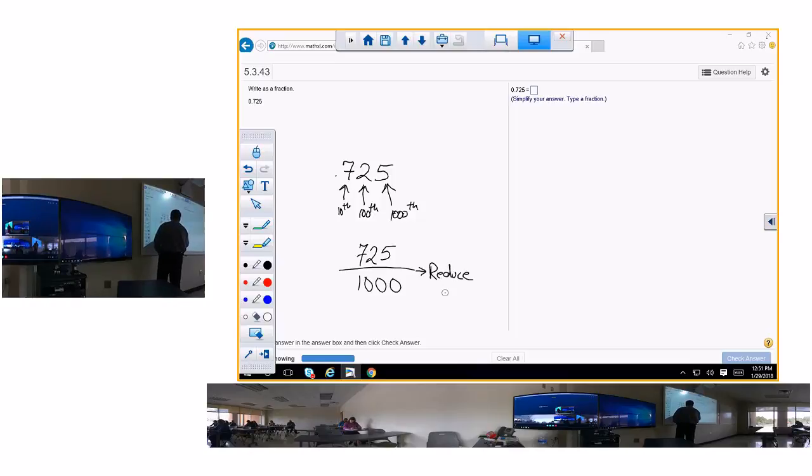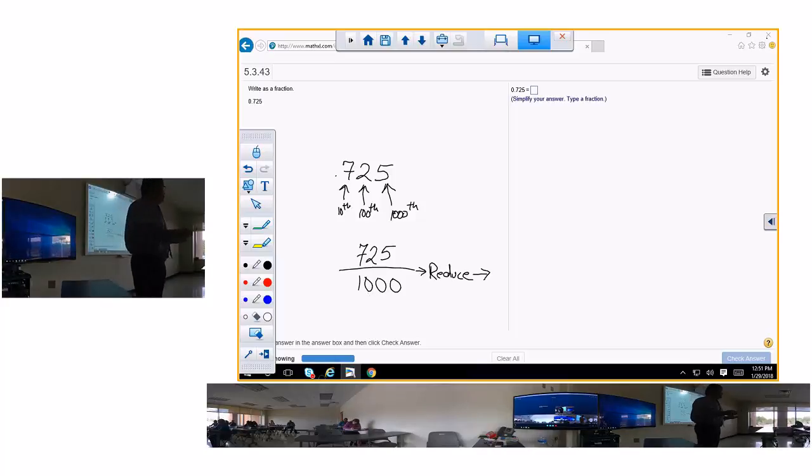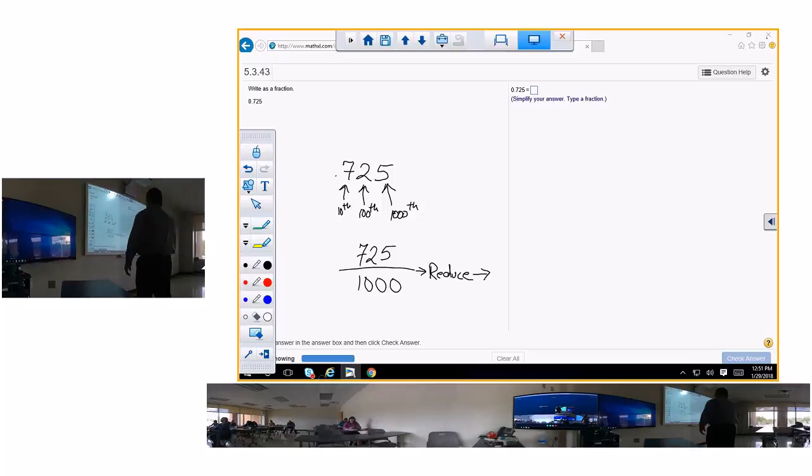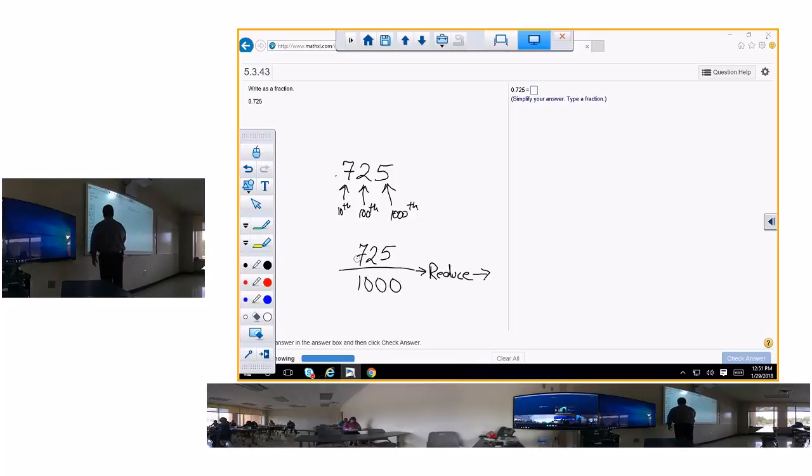How do I know I can reduce? Because it ends in 5 and 0, your divisibility chart tells you that both are divisible by 5. So I'm just going to divide by 5. I'm not going to try to reinvent the wheel. 5 will go in there 1 time, 2 times, 5 times. 125. 5 will go in there 2 times, so that'd be 200. Somebody check my math. I think that's right. 2 times 5 would be 1,000.